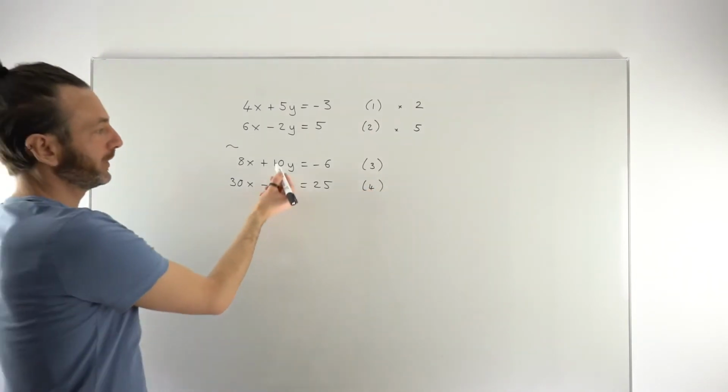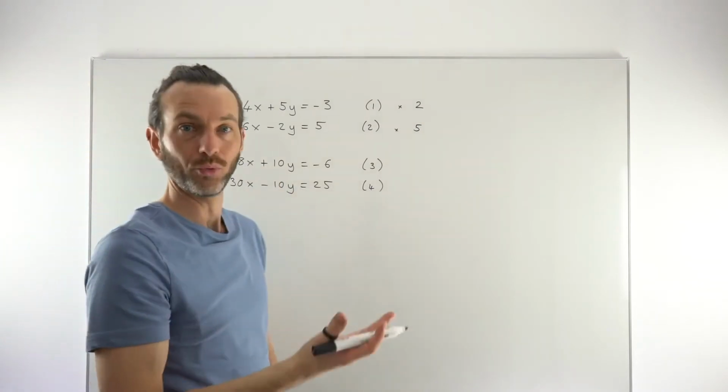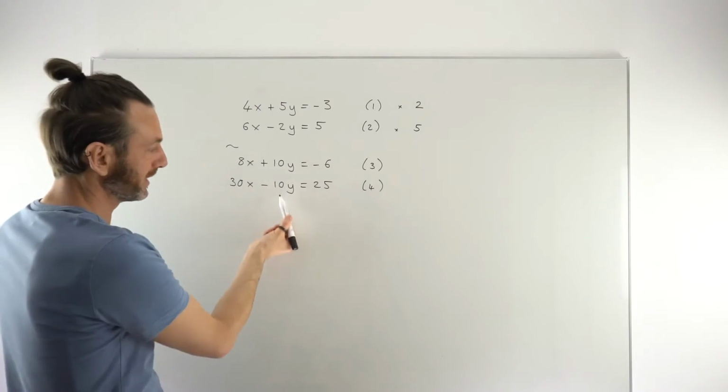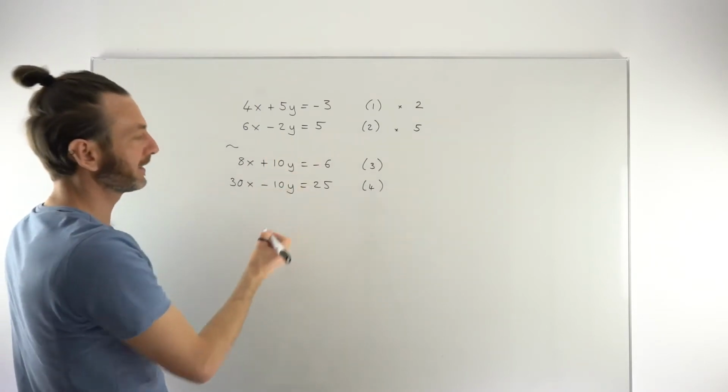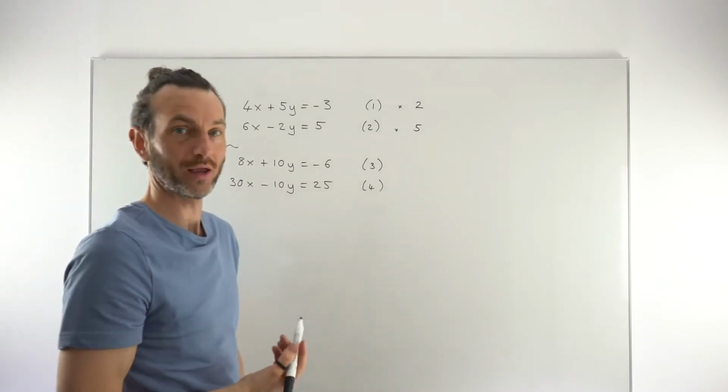So now that we've got these matched up, it doesn't matter if the plus or the minus is matched up. It could be both plus, it could be both negative, or one of each. But you've got to consider that when you eliminate these. So these don't just automatically eliminate. They only eliminate if you add or subtract the equations correctly.